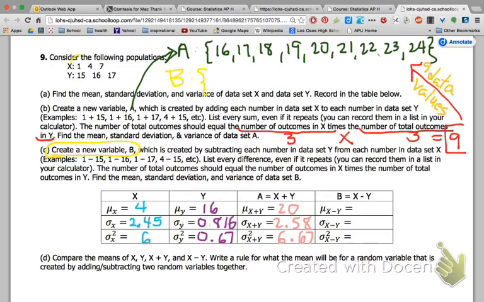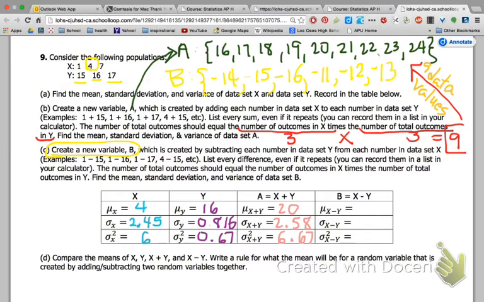So if I take the 1 out of set x and I subtract first 15, I'd get negative 14. And then if I subtract the 16, I'd get negative 15. And then if I subtract the 17, I get negative 16. And then next, I'm going to take the 4, I'm going to repeat. I'm going to subtract the 15, which would be negative 11, and subtract the 16, which is negative 12, and subtract the 17, which is negative 13.